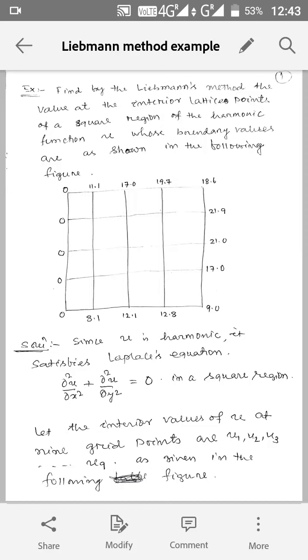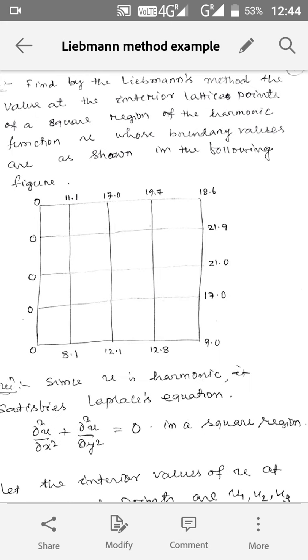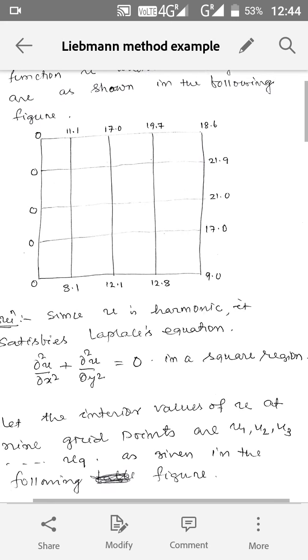Here we will take one example to solve the Laplace equation. Find by the Liebmann method the value at the interior lattice points of a square region of the harmonic function u whose boundary values are shown in the following figure.